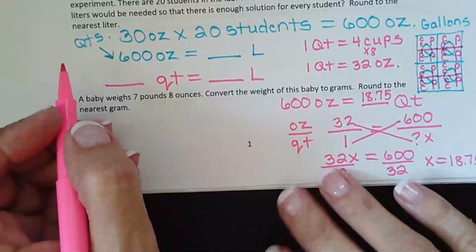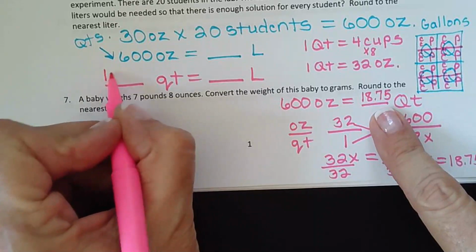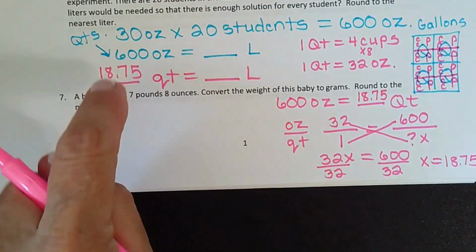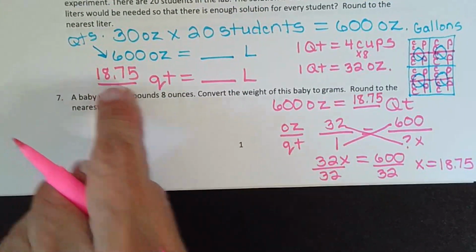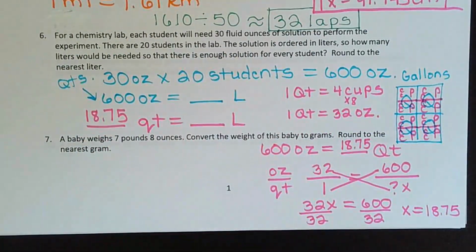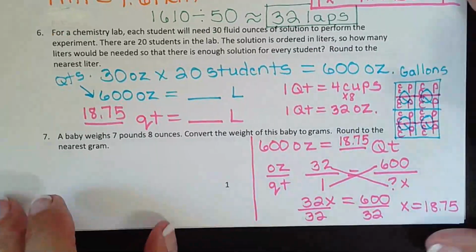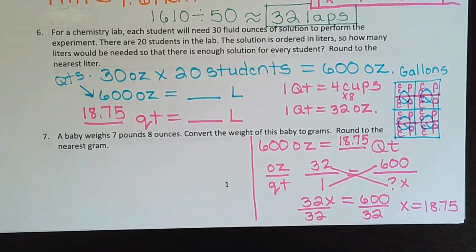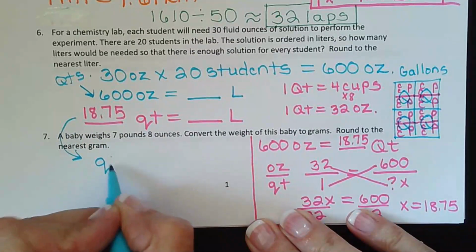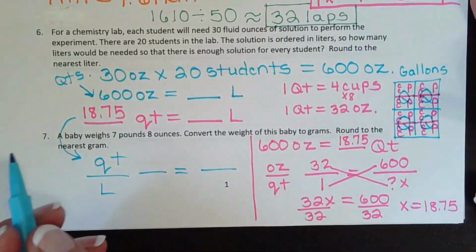So now, not that we're done, we have to take 18.75 quarts and turn that into liters. So 600 ounces is 18.75 quarts. Now we need to answer the question, how many liters do they need to order? So now we got to do a whole other problem. So much for number 7. We're skipping it after this monster problem. So we have quarts over liters. Set up our proportion and then we'll finally be done.